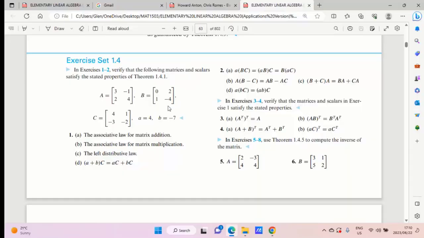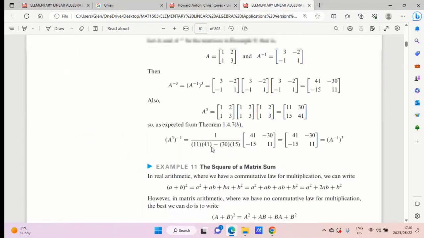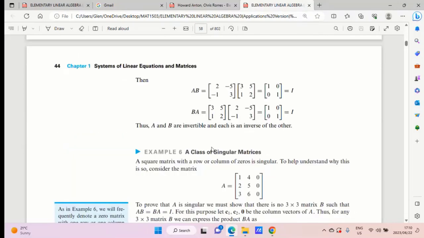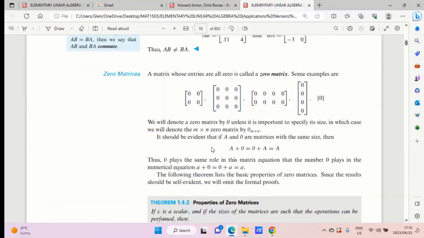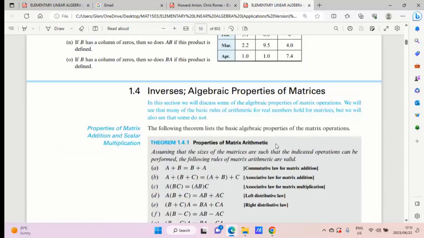Now, let's move on to number 1B. We are going to use theorem 1.4.1 to verify the associative law for matrix multiplication. I hope you all took a picture of it. This is the theorem.